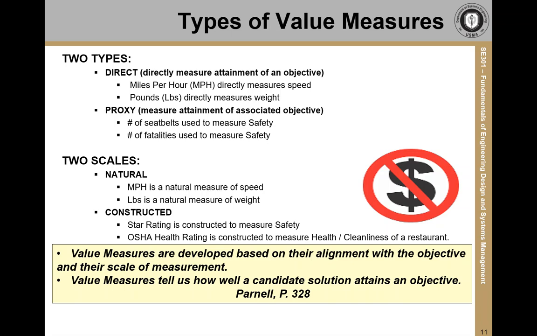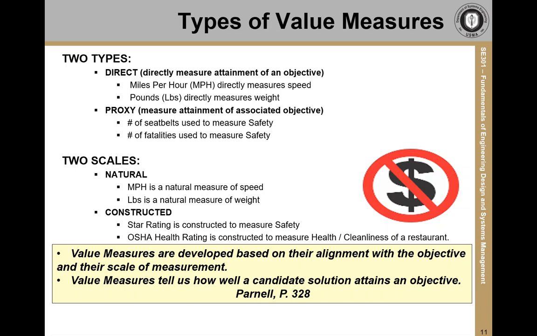Now, you'll notice there is a $ with a line through it, right? We're saying do not use money, do not use cost as a value measure. I understand that cost is important, and systems engineers actually understand that cost is extremely important. Cost, in fact, is so important that we have a whole separate task for cost. We call it cost analysis that occurs later in the SDP.